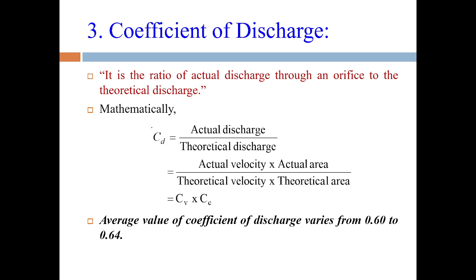Again, coefficient of discharge is the ratio of actual discharge through an orifice to the theoretical discharge. Actual discharge you can find in the field or by experiments. Theoretical discharge is from the formula. Okay, so CD is also defined by the product of CV and CC. Its average value is from 0.60 to 0.64.